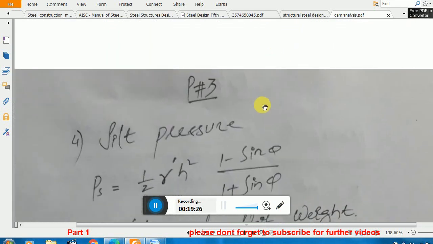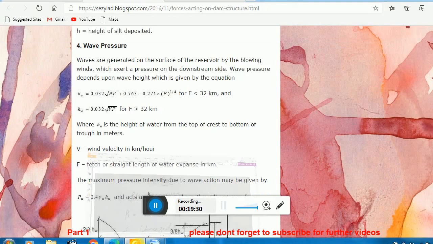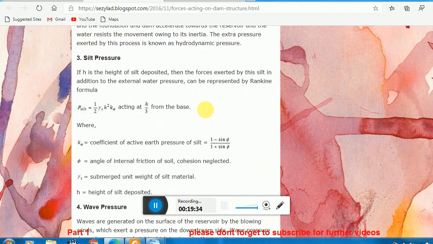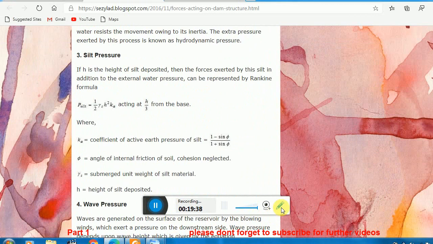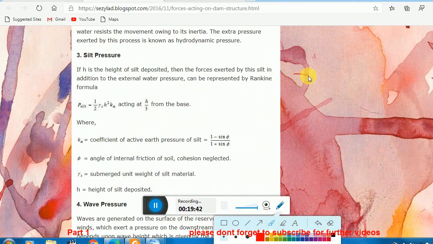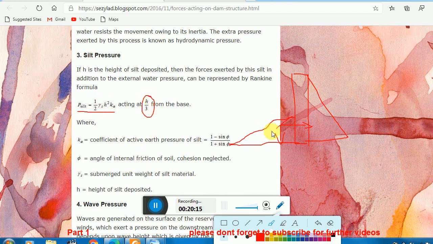And the last one is the silt pressure, because silt is also accumulated on the upstream side of the dam. For example, if I have a dam structure and silt is coming from the forward areas and starts silting here, it exerts a pressure both in the horizontal and the vertical direction. The pressure of the silt is triangular in shape, and it acts at a distance of h by 3 from the bottom, clear?